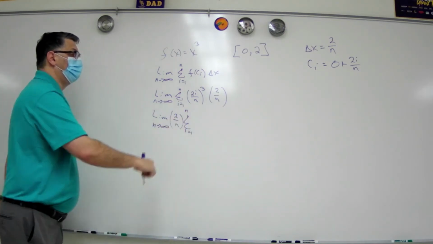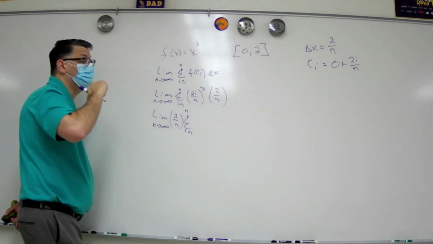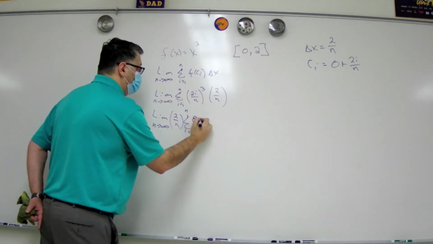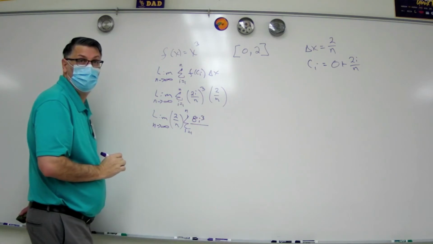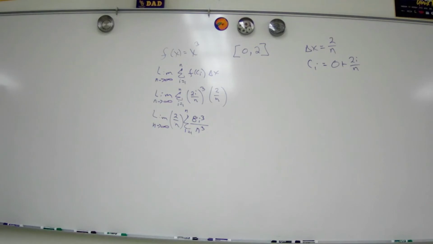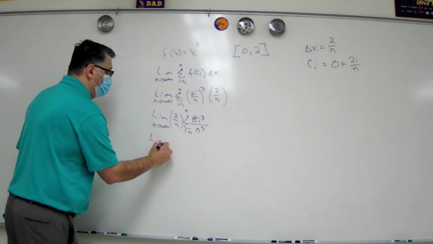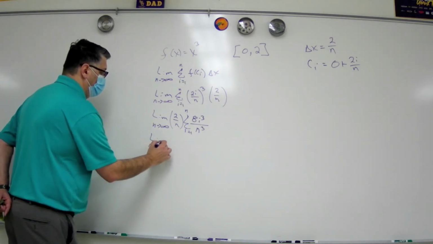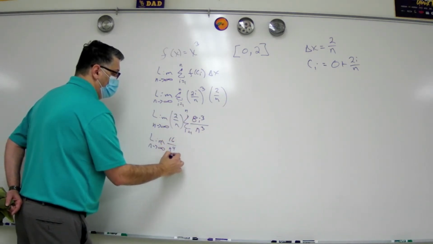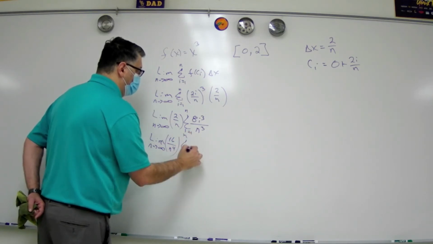All right, what does this become after I do the exponent? Over n cubed. All right, what gets pulled out? The n cubed, what else? The 8. Pull everything out that's not an i. So this becomes 16 over n to the 4th, times the sum of i equals 1 to n of i cubed.